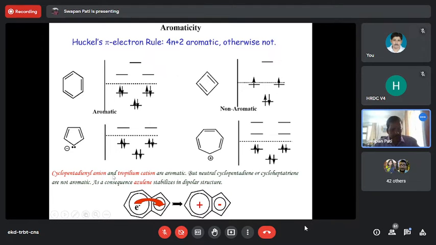Cyclopentadienyl anion and tropylium cation are aromatic, but neutral cyclopentadiene or cycloheptatriene are not aromatic. As a consequence, azulene stabilizes in a dipolar structure. The 7 and 5, it becomes like 7 plus, for example here, and this 5-membered ring minus, which is here. All right.